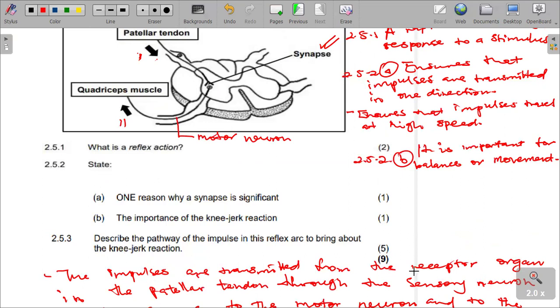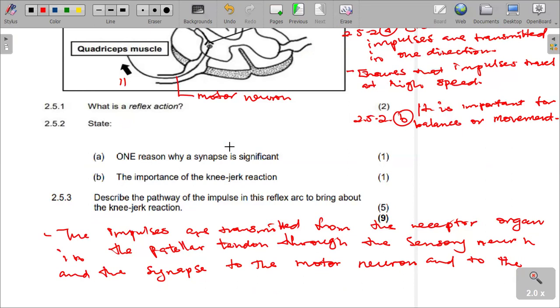The impulses are transmitted from the receptor organ in the patellar tendon through the sensory neuron, which is shown up above there, and the synapse to the motor neuron. You can see we have a synapse shown there, and the scenario said there is only one synapse.